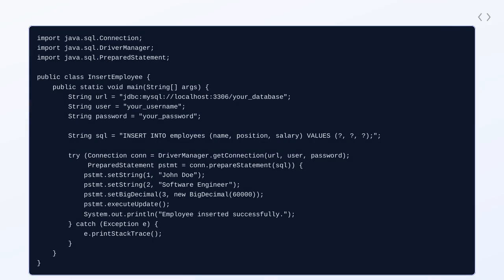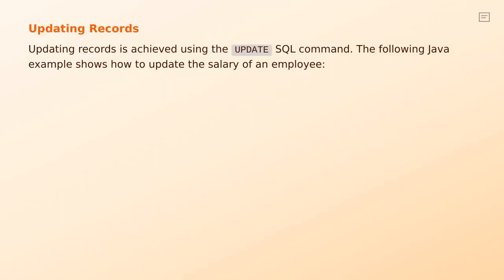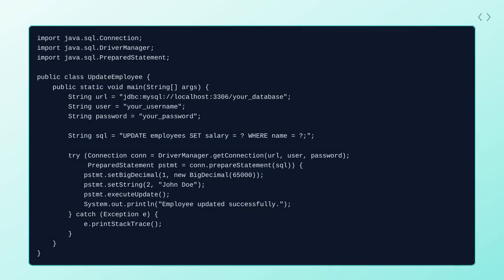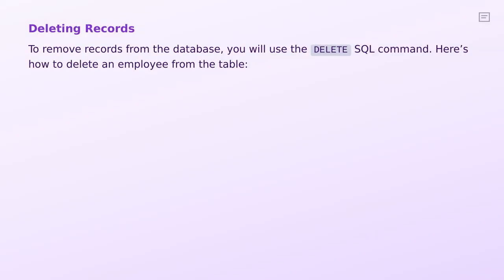The class shown on screen and how its members are organized. Updating records is achieved using the update SQL command. The following Java example shows how to update the salary of an employee. The class shown on screen and how its members are organized. Deleting records, let's dig in.